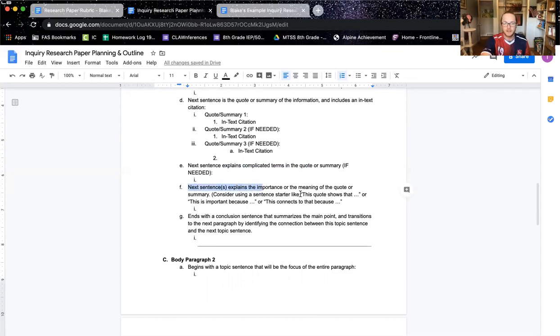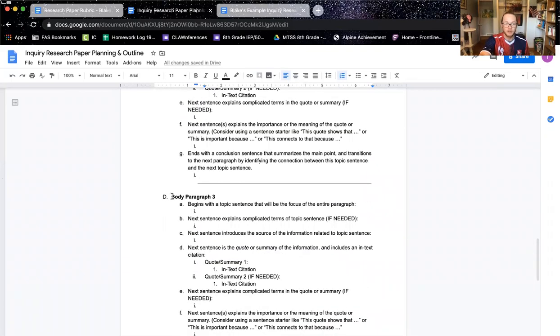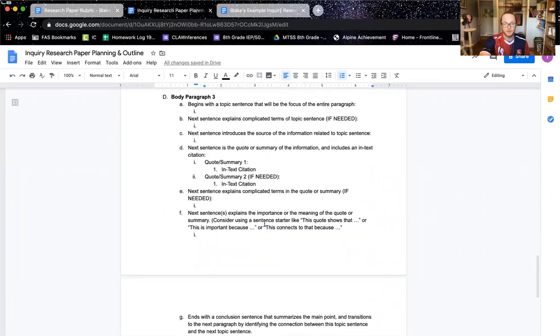The next sentence is your explanation or analysis. I have these sentence starters. This quote shows that. This is important. This connects to that because I'm really looking for your creative ideas in this part of your essay. And then the body paragraph needs to end with the concluding sentence that summarizes the main point and then transitions to the next body paragraph by introducing what that topic is going to be. So I have this for the first body paragraph, the second body paragraph, the third body paragraph. It's all the same information.